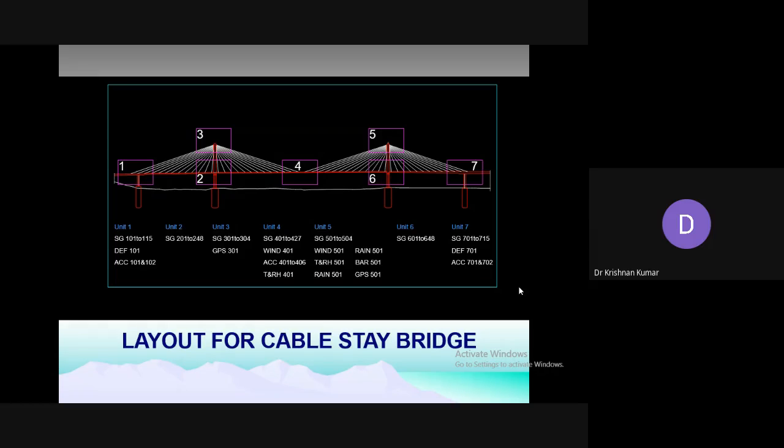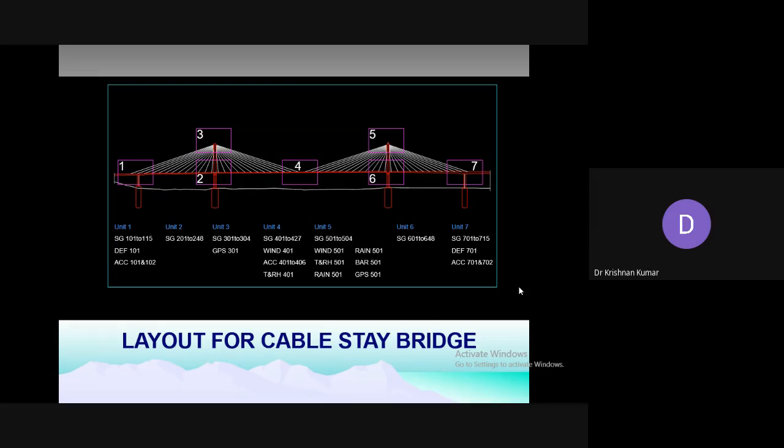And unit 2 is situated at the center of the pylon. There only strain gauges have been given. 28 strain gauges are distributed in that location. Some of them are in the pylon, some of them in the deck slab. Unit 3 is the top of the pylon. There we have placed only 4 strain gauges, and at the top one GPS is placed. Why is GPS required? The swinging, this displacement of the free end of the pylon, is measured by the global positioning station. Like that, in unit 4 we have different sensors.